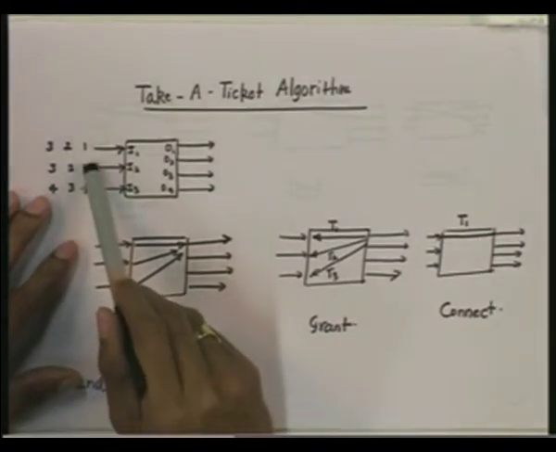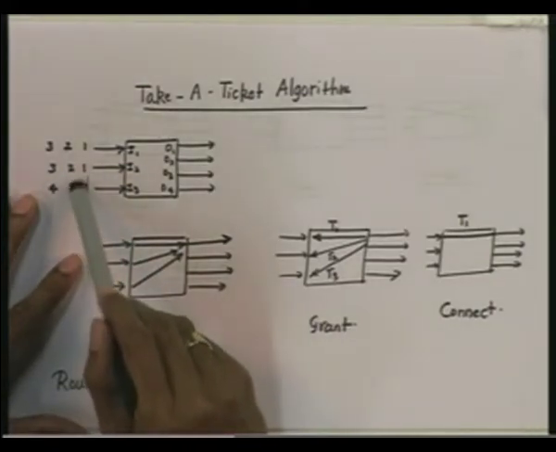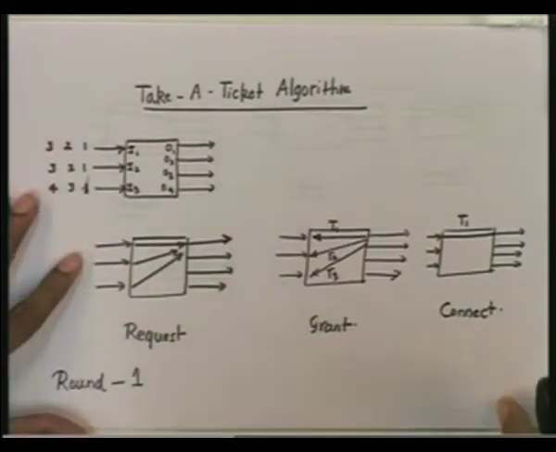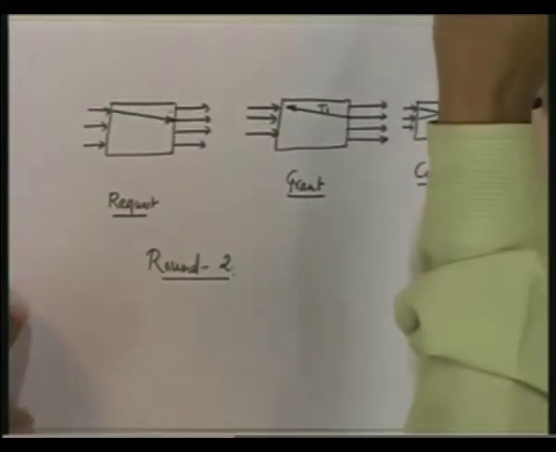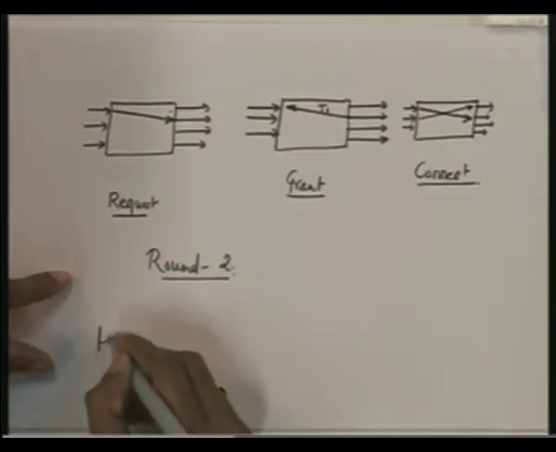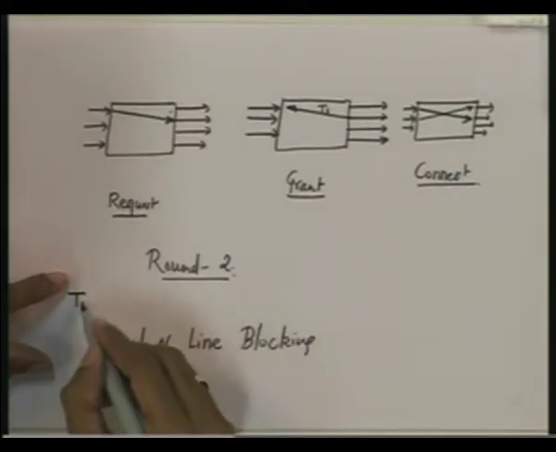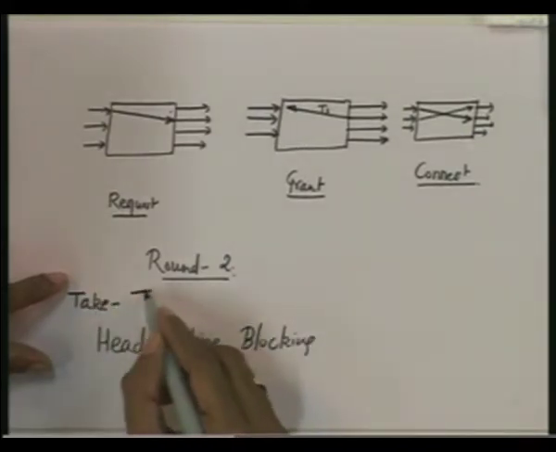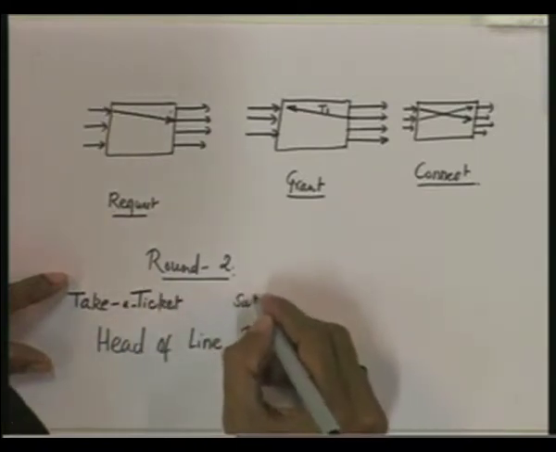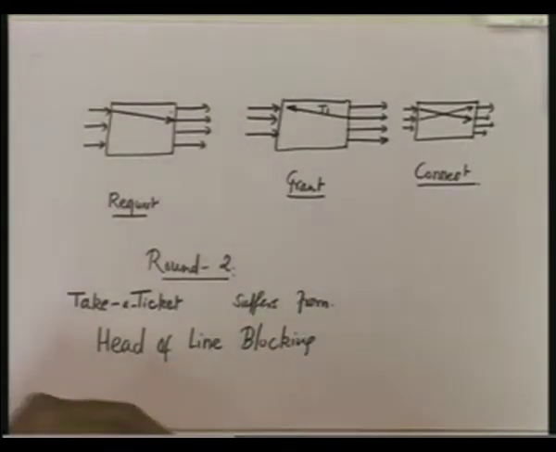But now what is happening really is that these head of the line packets are blocking the transmissions of these packets also to otherwise free ports. Okay. So now this problem is called head of the line blocking. So this algorithm, take a ticket, suffers from head of the line blocking.